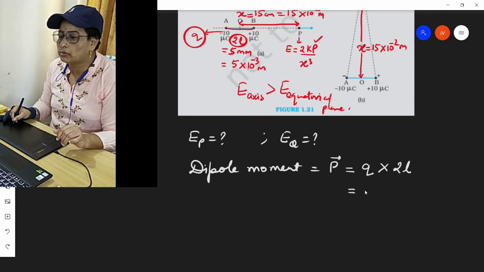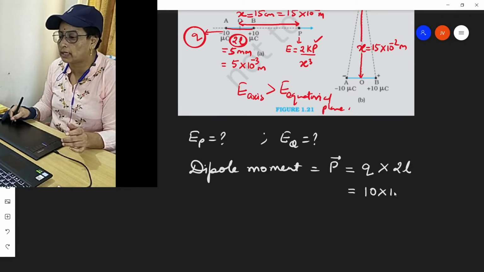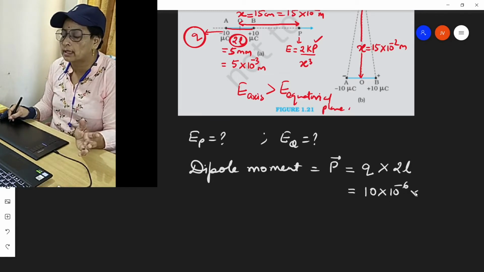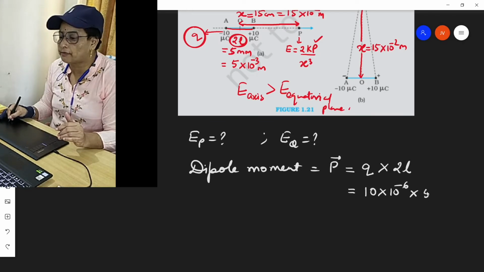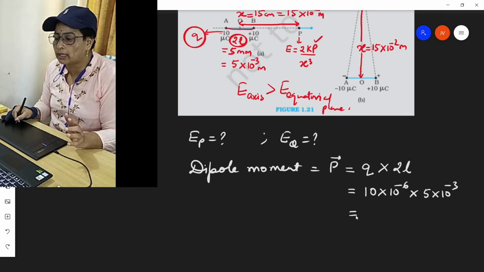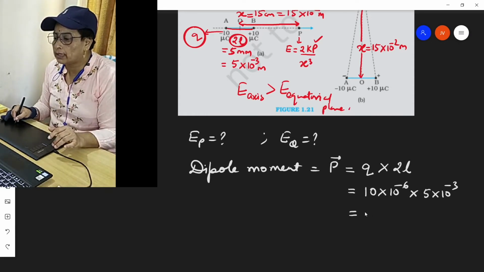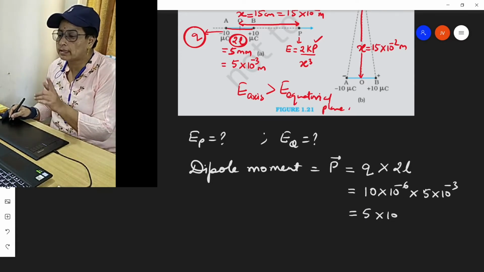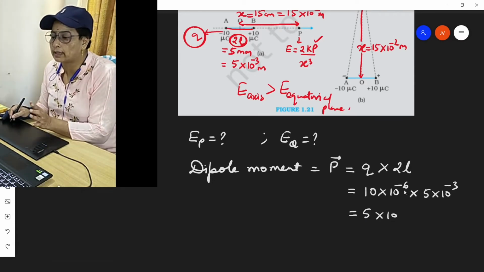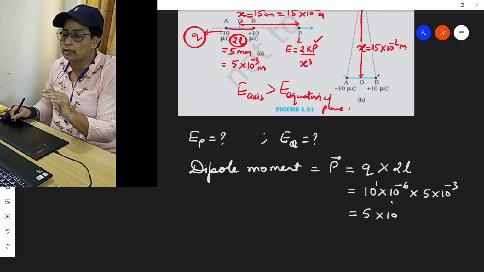So we have q as 10 microcoulombs, so we can write 10 into 10 to the power minus 6 coulombs. Distance between them is 5 into 10 to the power minus 3 meters. We are working in MKS units, so I am not writing any of the units. So here we have 5 into 10 to the power minus 6 minus 3 is minus 9. Minus 9 plus 1 is minus 8.